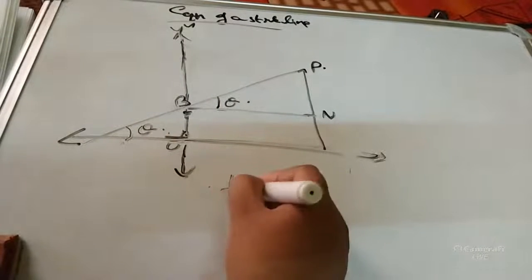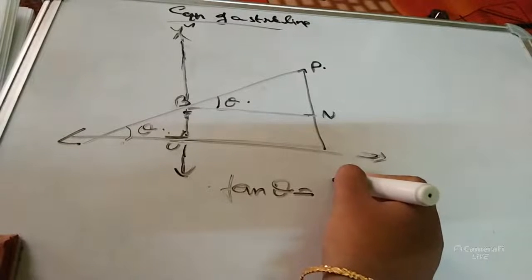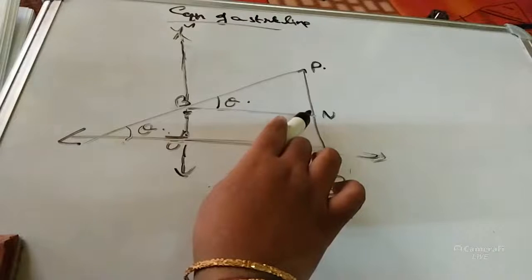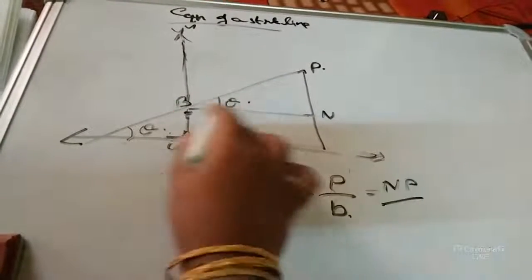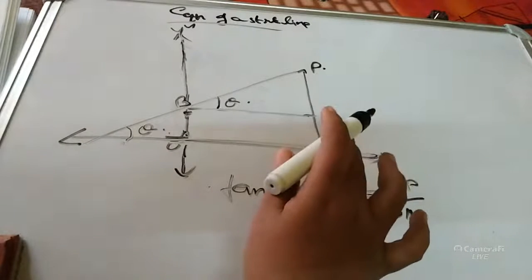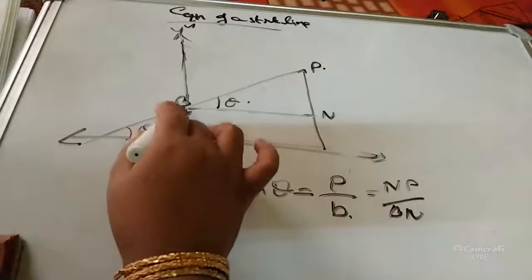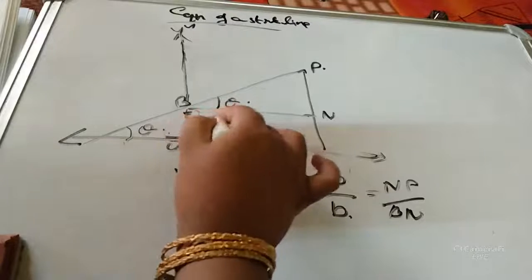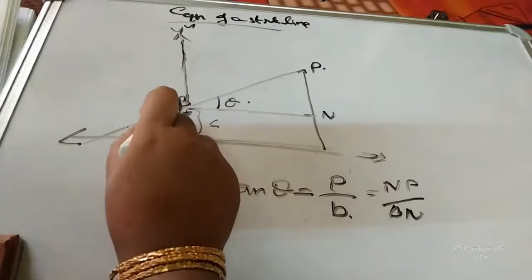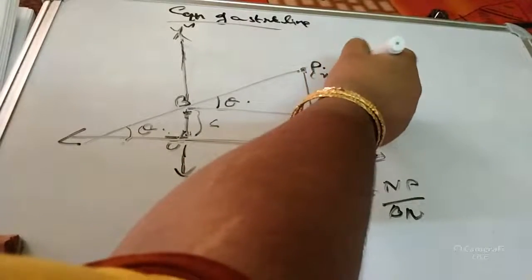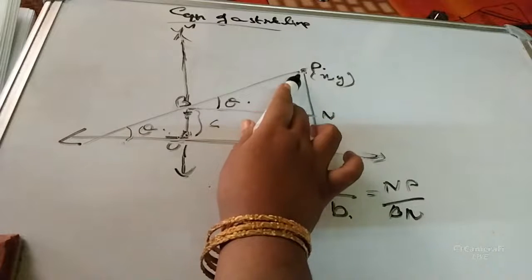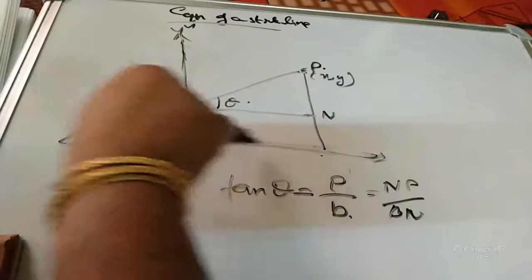tan theta is equal to perpendicular by base. Over here the perpendicular is NP and the base is BN, if we consider this triangle. Whatever intercept is made on the y-axis by this line, means the line is crossing the y-axis at this point, this length is equal to c. In normal convention we take the y-intercept to be c. And from this point, we are taking the coordinates of the point as (x, y). Means it is covering a distance of y on the y-axis and x on the x-axis.